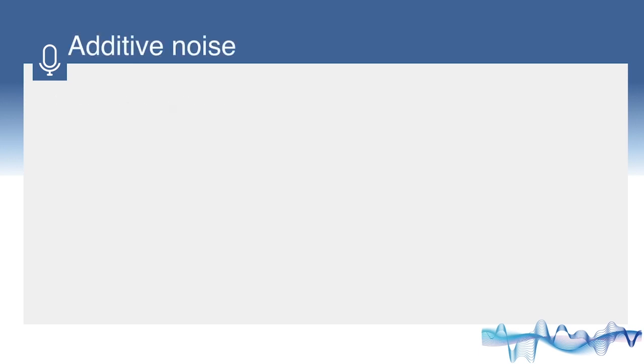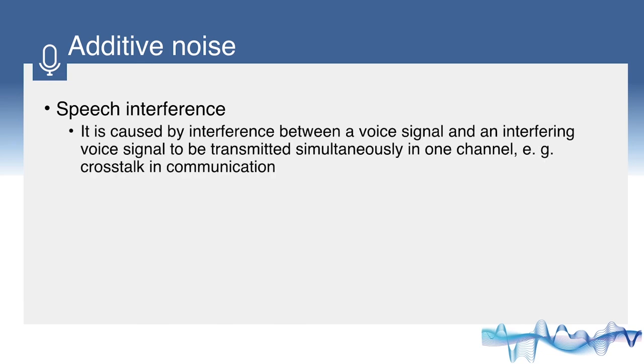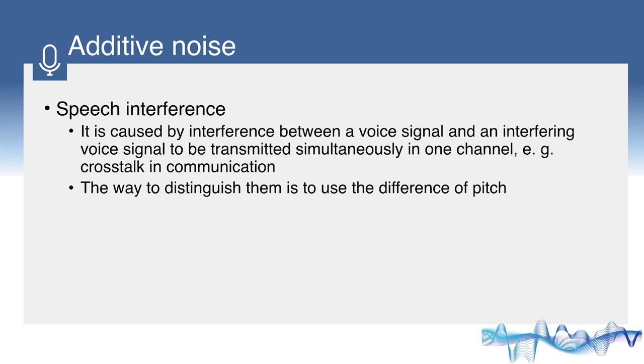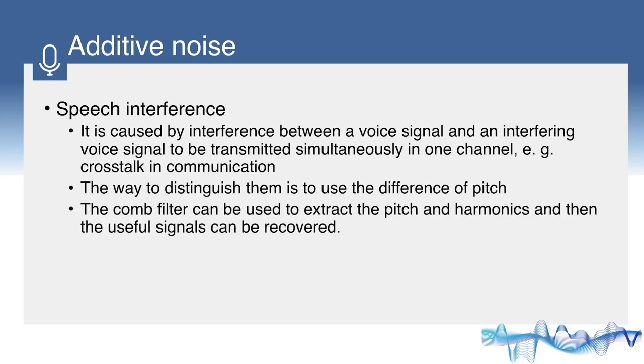Another kind of additive noise is speech interference. It is caused by interference between a voice signal and an interference voice signal to be transmitted simultaneously in one channel. For example, crosstalk in communication. The way to distinguish them is to use the difference of pitch. The comb filter can be used to extract the pitch and harmonics, and then the useful signals can be recovered.